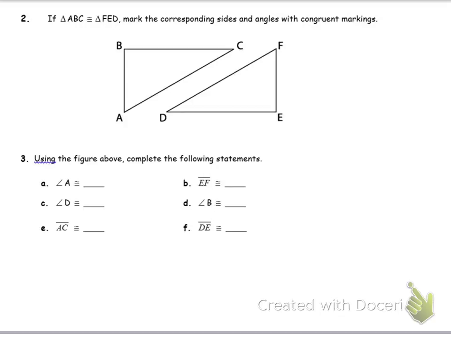Okay, so in this one it says mark the corresponding sides and angles that are congruent. This is why we have to write it in order, because it's written respectively. So A is going to be congruent to F. B is going to be congruent to E. And then D is congruent to C. The sides are also written respectively. AB will be congruent to FE.